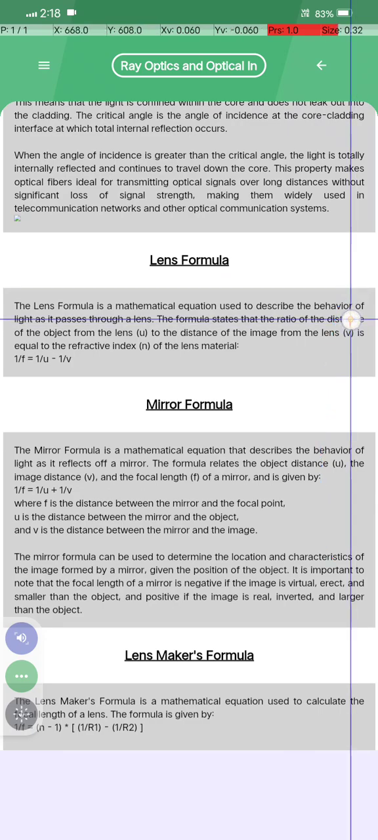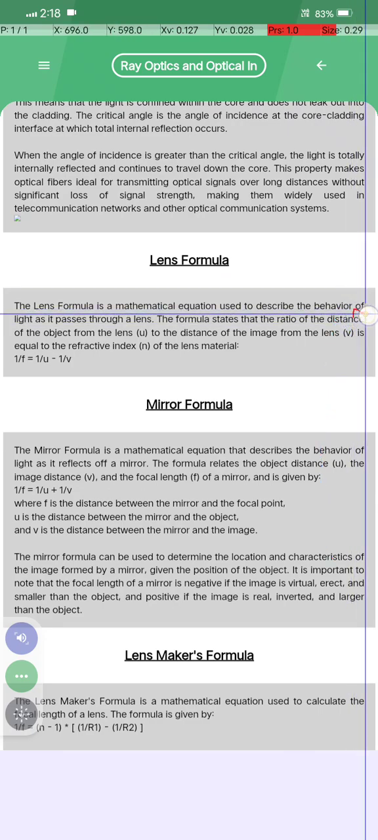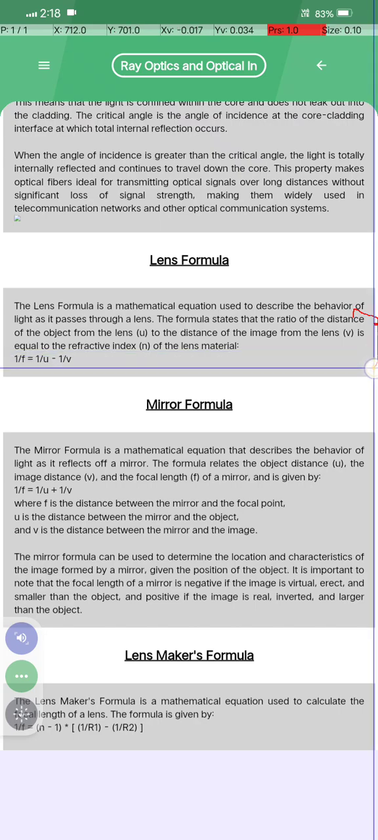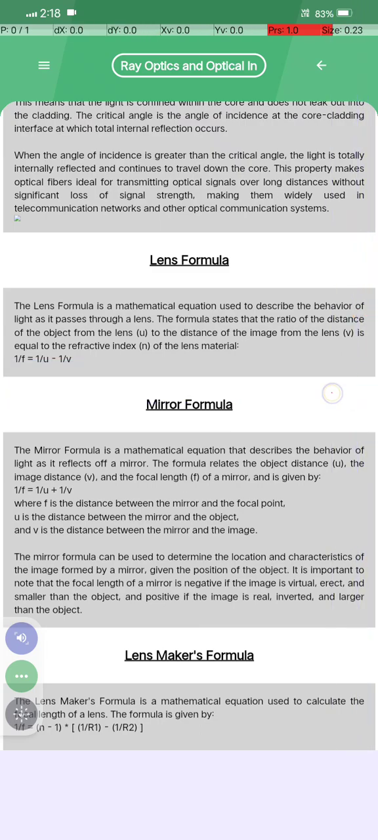Lens formula. The lens formula is a mathematical equation used to describe the behavior of light as it passes through a lens. The formula relates the distance of the object from the lens, u, and the distance of the image from the lens, v, to the focal length f of the lens: 1/f = 1/v - 1/u.